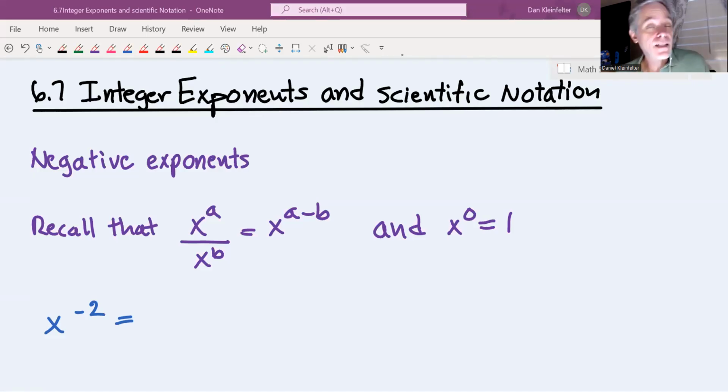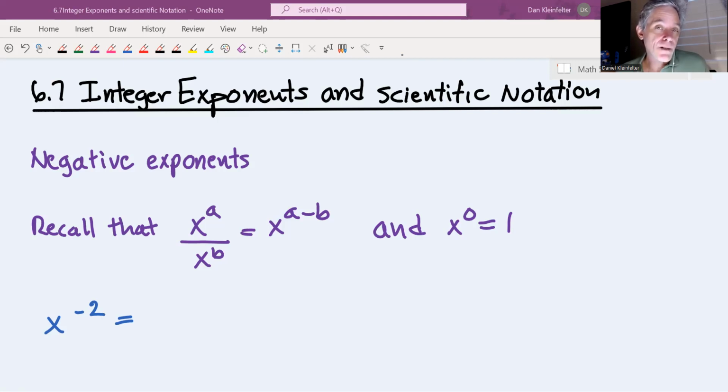Welcome back, everybody. In this video, we're going to finish up Chapter 6 by doing Section 6.7, which is about integer exponents and scientific notation. So there's kind of two big halves to this section. The first half is on integer exponents, which means we're going to come up with a meaning for a negative exponent and simplify expressions involving those.